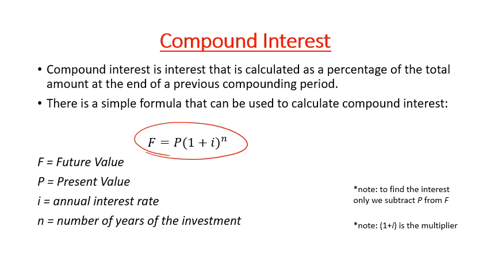One side note here: if you were trying to find just the actual interest amount rather than the actual compounded amount, you'd simply take away your P value from your F value, and we'll go through that in a minute and what that means.